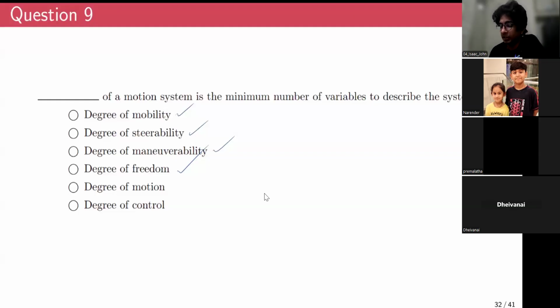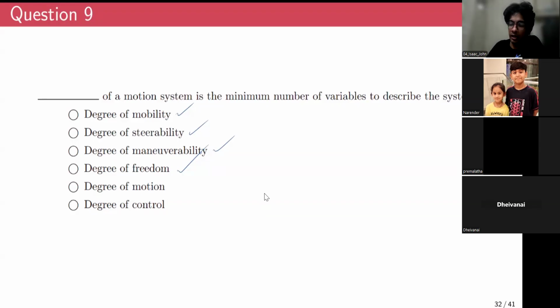By definition, degree of freedom is the minimum number of variables to describe a system. Like I've said before, for a spatial rigid body, for a spatial system, you require 6 variables, 3 for position and 3 for orientation. And for planar systems, like water surface vehicles or any mobile robots, you only require 3 degrees of freedom. You only require 3 variables to describe its configuration, 2 for its position and 1 for its orientation.